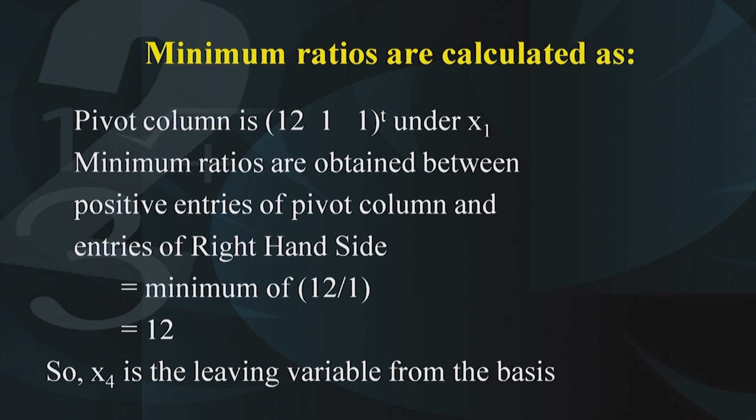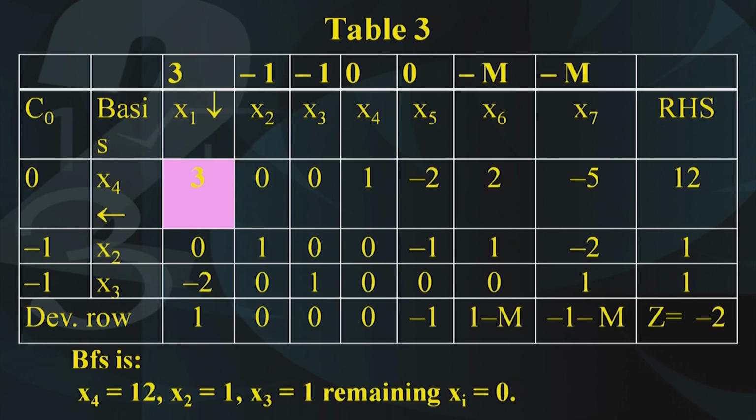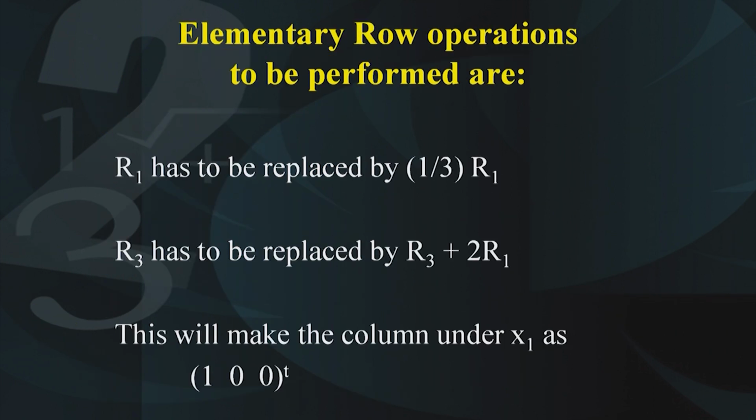So, therefore, the first variable x4 should be the leaving variable. And now we need to apply the elementary row operations in such a way that this column becomes 1, 0 and 0. So, what are the elementary row operations that we perform? Yes, we perform these elementary row operations.